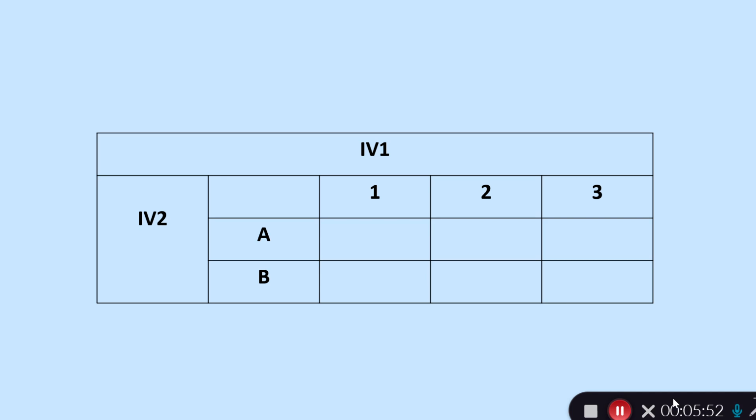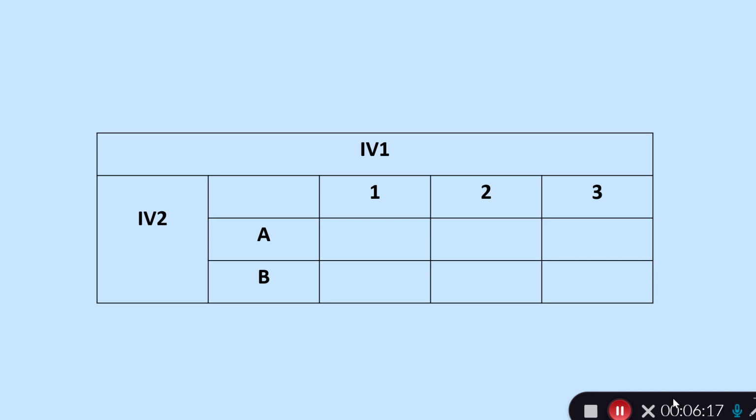So we have IV1 in the columns here, and this has three levels that I've just labelled 1, 2, and 3. And IV2 is shown in the rows, and this has two levels that I've just represented as A and B. Okay, and this would be what we might refer to as a 3x2 design.